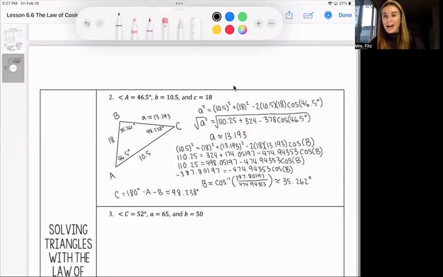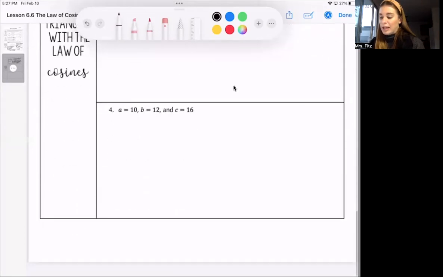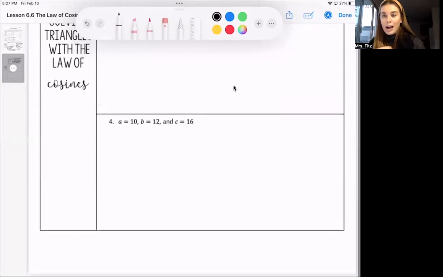Okay, so that is it for today's lesson. I just showed how you can use law of cosines when you have 2 different cases, whether it's SSS or SAS. What I'd like you to go ahead and do is complete numbers 3 and 4 on your own, and I will have the key posted to Google Classroom or my website so that you can check your work.